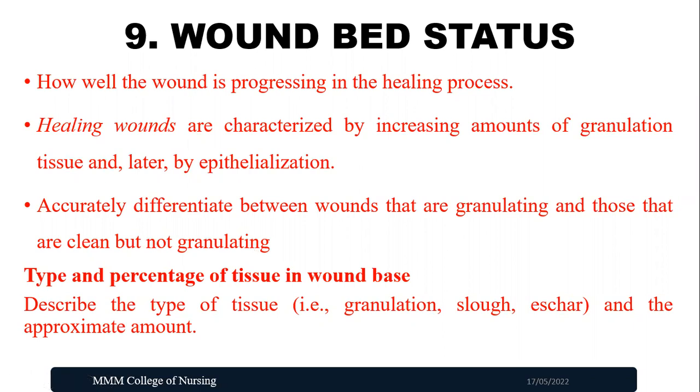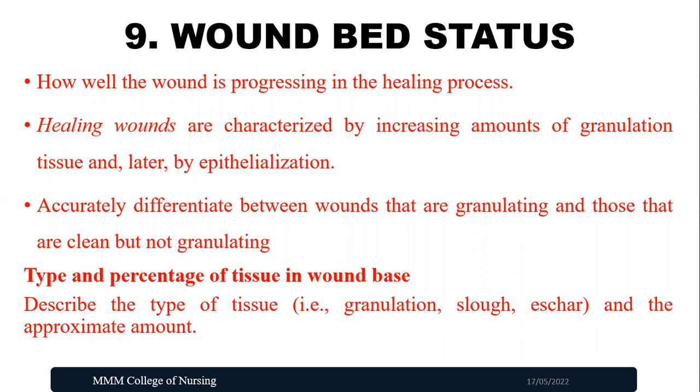The type of tissue in the wound base may be described as granulation, slough, or eschar, and we also have to know the approximate amount of the tissue. If there is a significant amount of slough, which may be yellow, green, or white tissue, or eschar, which may be brown or black and appears as leathery tissue, either the slough or the eschar signifies a wound in the inflammatory phase.